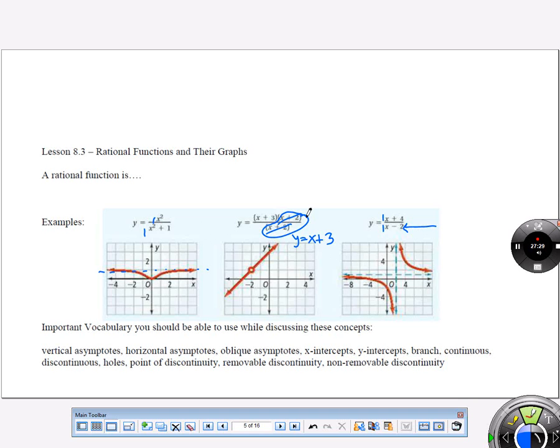All right. Point of discontinuity. Okay. Removable discontinuity, little piece that's taken out of your graph. Okay. Non-removable discontinuity, something that doesn't cancel out, okay, but still makes your graph discontinuous. You don't have to know what all those are right this second, but just to give you an idea of what those words mean and how they're related to the pictures that you're going to be drawing or seeing. Okay.